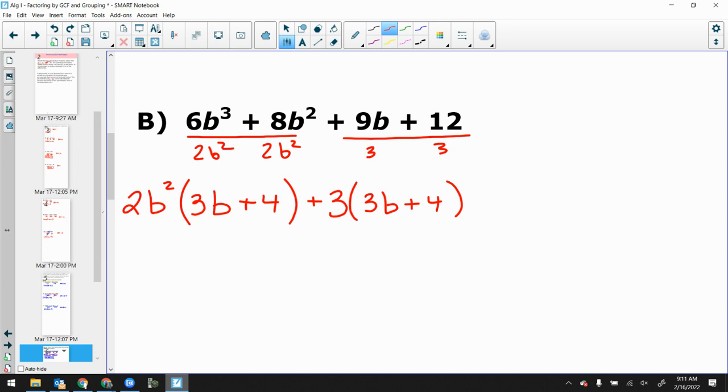So what we can say is 2b squared plus, actually, sorry, the other way. It honestly doesn't matter. You can just put the 2b squared plus 3. You could if you really wanted to, but you're going to see me write it always like this. I always like to write my common piece as one.